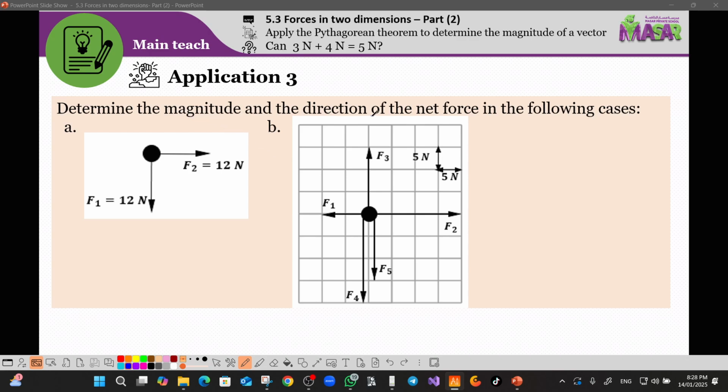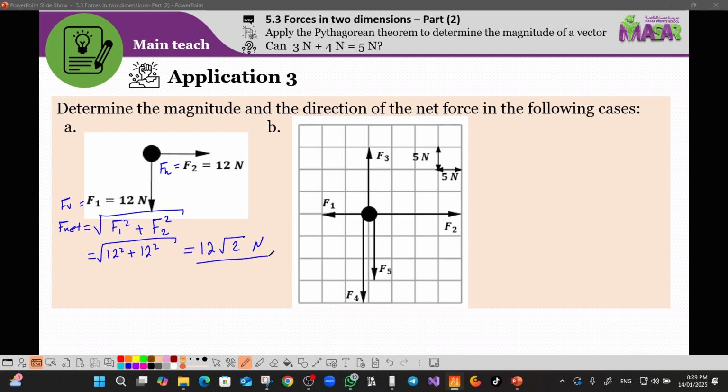Now here in this question, we need to determine the magnitude and the direction of the net force. For part A, we have only two forces. This represents the horizontal force and this is the vertical force. To find Fnet, we apply the Pythagorean sum. Fnet gives the magnitude of the resultant force, written as the square root of F1 squared plus F2 squared, or instead, Fv and Fh. That is the square root of 12 squared plus 12 squared, and the answer is 12 radical 2. You can express the same value using a decimal number, but for now I will keep it the same.